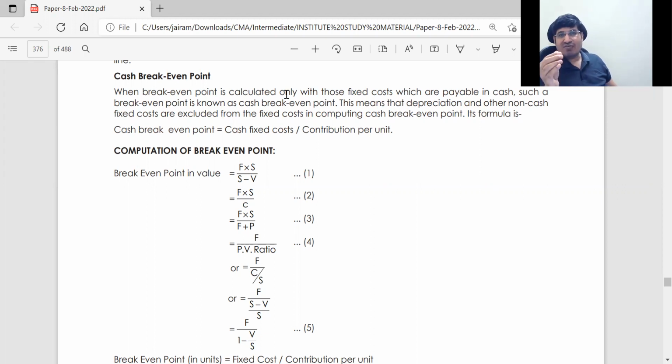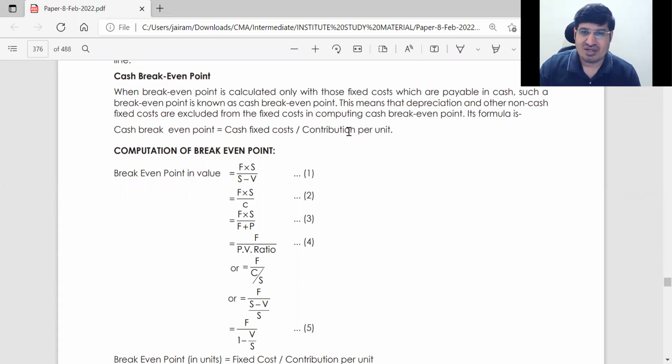So how do we find out cash break-even point? What is break-even point? F upon contribution per unit is units. F upon PV ratio is your break-even point in amount. Okay, so in place of F, just use cash fixed cost. The only difference is you have to pay it in cash. So you are only finding out the break-even point till when your cash costs are covered. This is just a different way of seeing things. That's all. A different way of detailing.